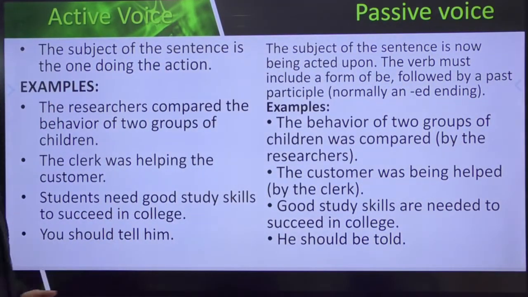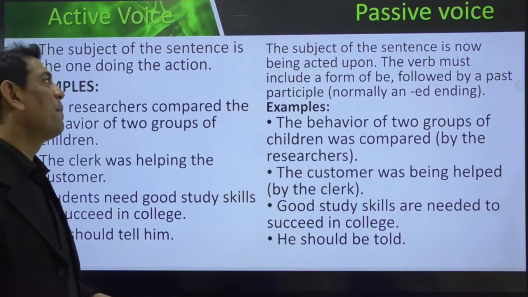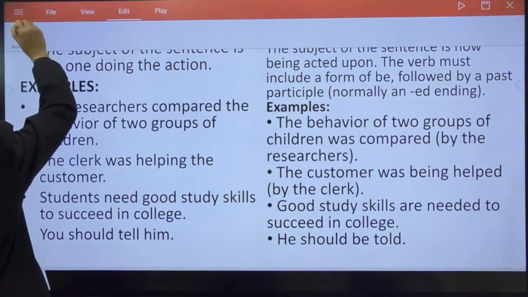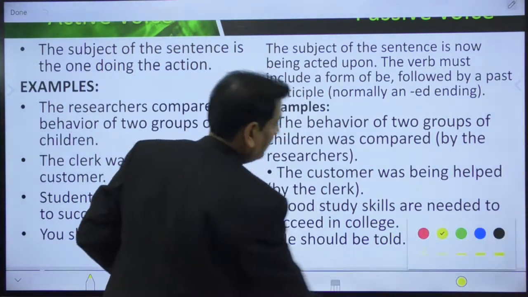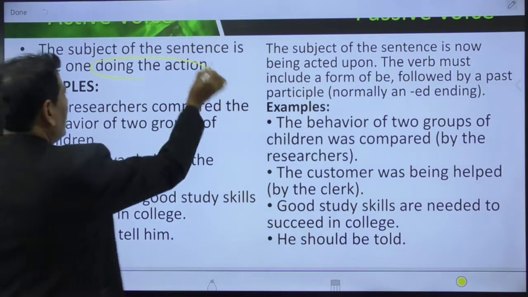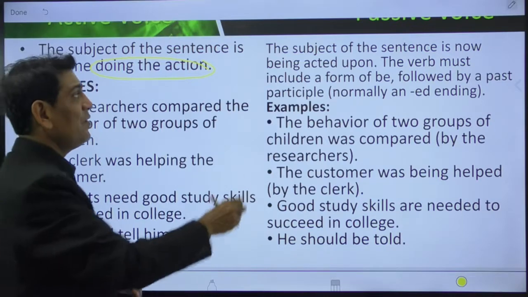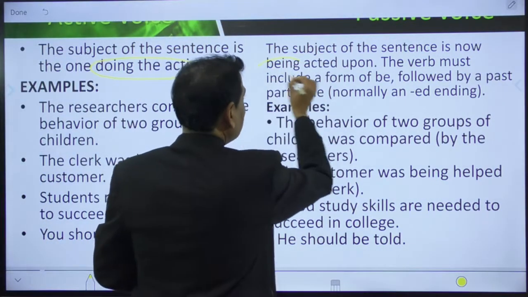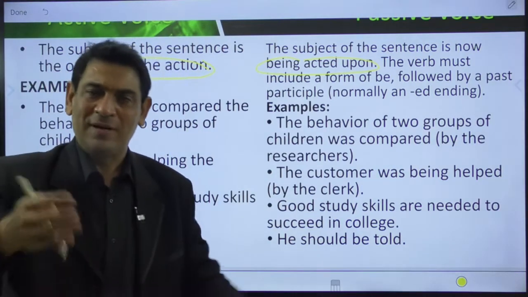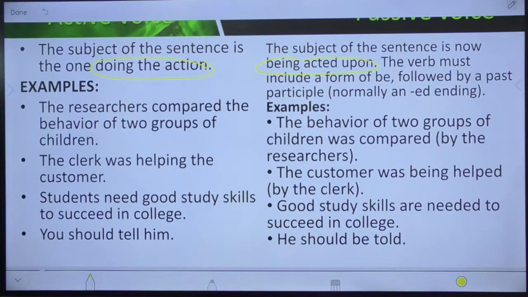It's a very simple theory. If I talk about the basic theory, that would help you to understand. It says the subject of the sentence is the one doing the action. That's what I told you. One doing the action, that is called active voice. And obviously, it also says now the subject is being acted upon, meaning the work is being acted upon the subject. That is called passive voice. There are some very simple examples.